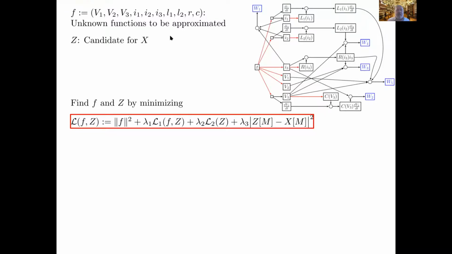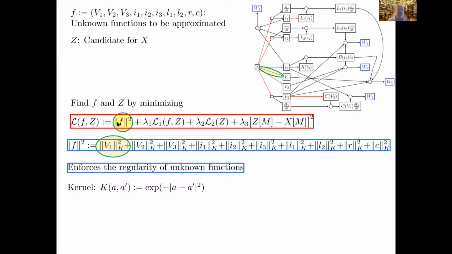Now, to approximate the unknown functions and complete the matrix X, we minimize the following loss, in which Z is our candidate for the matrix X. And I will now unpack that loss. The square norm of F is the sum of the squares of the RKHS norms of the unknown functions with respect to the following Gaussian kernel. Note that this kernel does not add any prior information on those functions besides regularity.